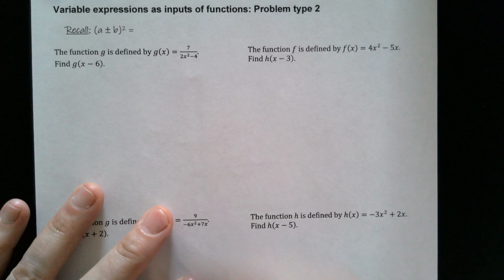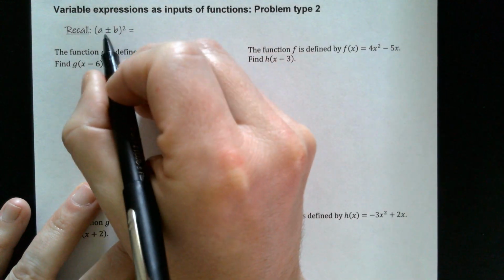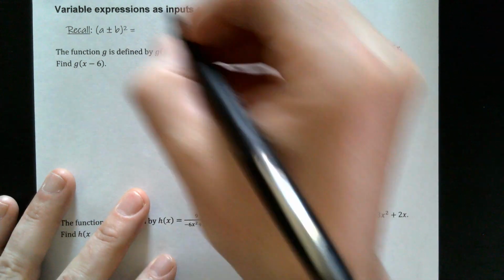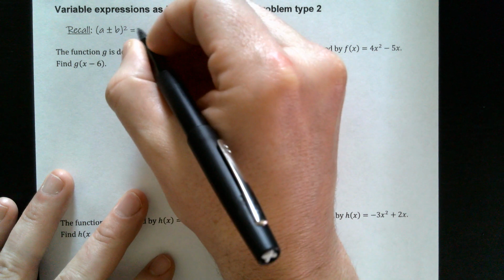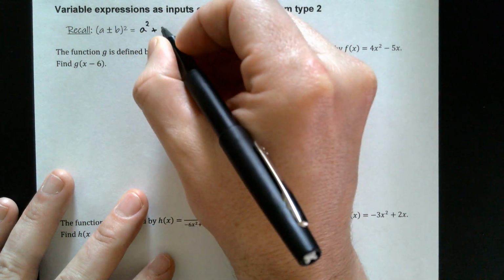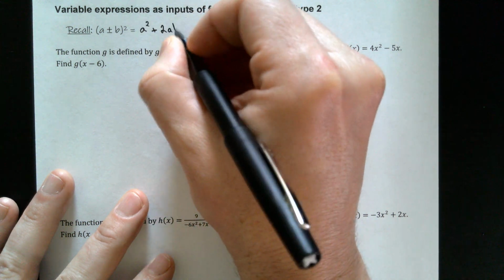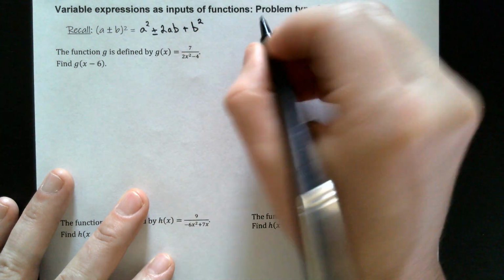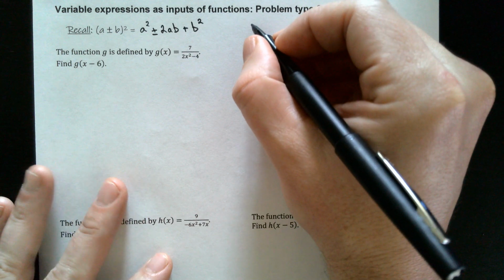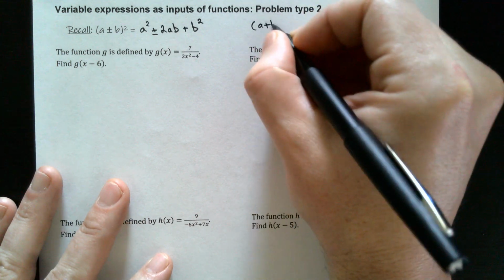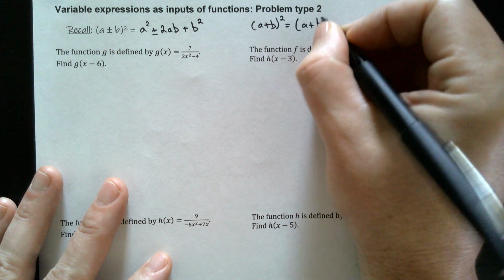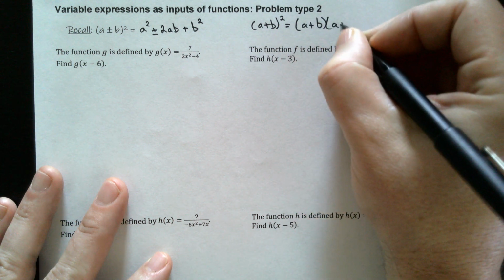Okay, so let's recall that anytime you have something like this squared with two terms on the inside, this is a binomial, it's getting squared. That is going to be a squared plus 2ab, and that's plus or minus actually, and then plus b squared. And recall what that means is if you have something like a plus b squared, that is a plus b times another a plus b.